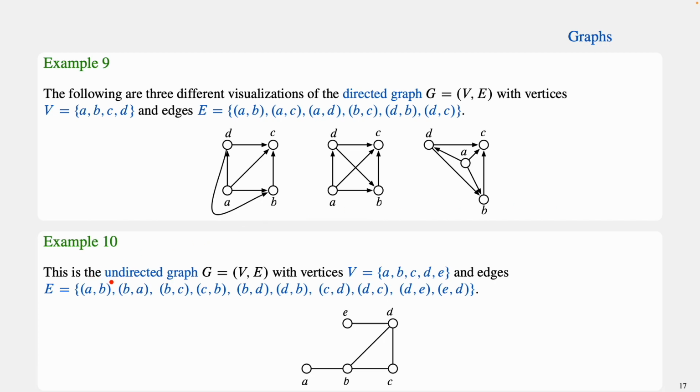The next is an example of an undirected graph with, again, vertices A, B, C, D, and E, so one more vertex actually. And here in the set of edges, we see that for every edge AB, we have the reverse edge BA, BC, we have CB, and so on. So we don't need to draw them as arrows because they always go in both directions.